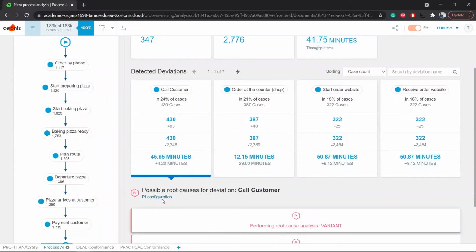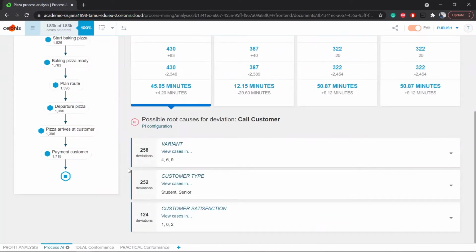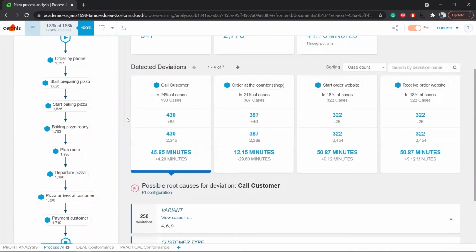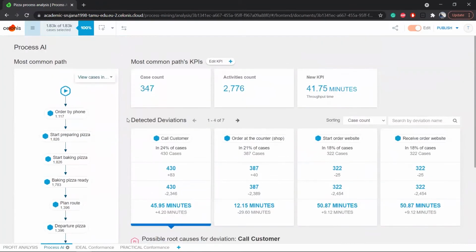Meanwhile, we can also look at the causes. For example, which variant is the one which contributes the most? Here we can see it's 4. What customer type affects it the most? Students. And as you can see, the customer satisfaction is low, which means this is definitely something which needs to be repaired. We can do similar things for orders at the counter and online orders.